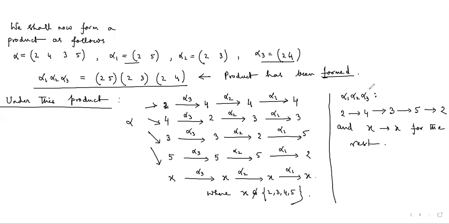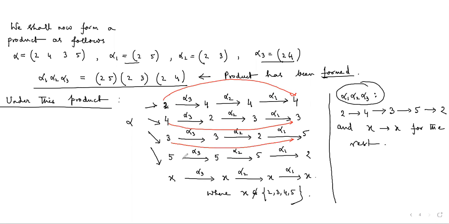So under the permutation alpha 1, alpha 2, alpha 3, for the elements 2, 4, 3, 5, it is happening. 2 goes to 4. Then 4 goes to 3. Then 3 goes to 5. Then 5 goes to 2. It is coming from here. 2 goes to 4. Then 4 goes to 3. Then 3 goes to 5. And then 5 goes to 2.